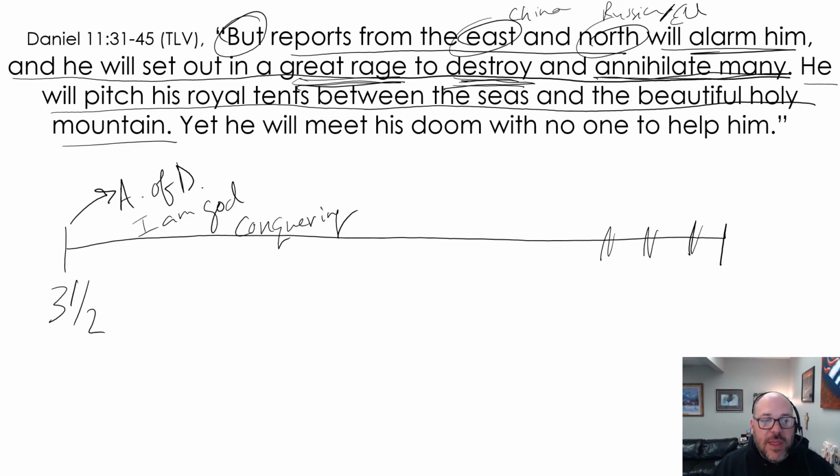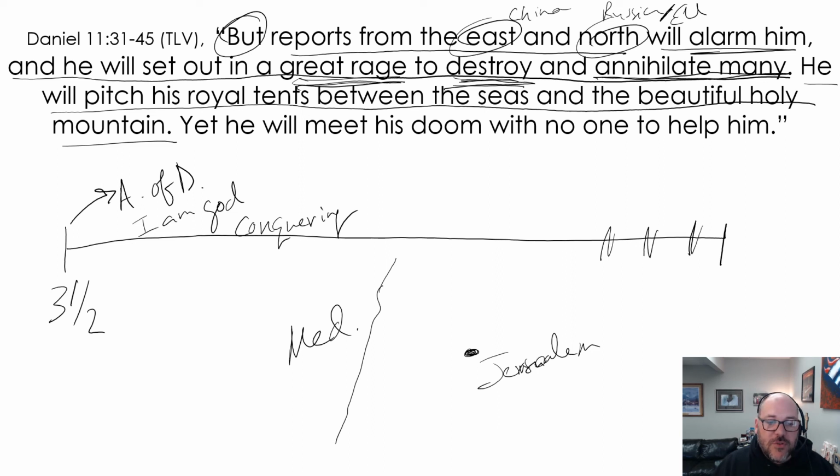Now, what would be between the seas? So picture the coast of Israel. You've got the Mediterranean Sea, and you have Jerusalem over here. That's the holy mountain, Jerusalem. He says he will pitch his tents between the Mediterranean and Jerusalem.